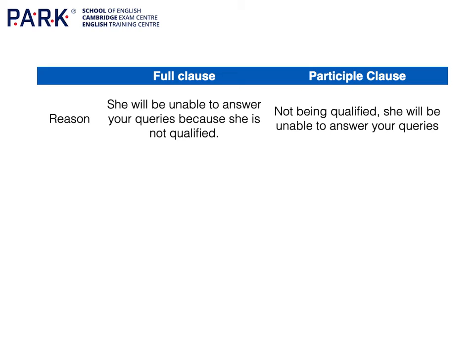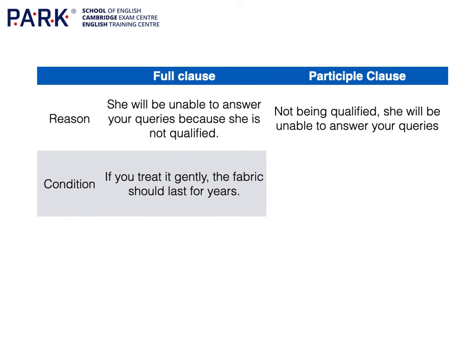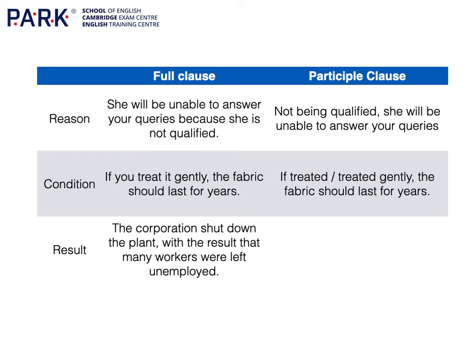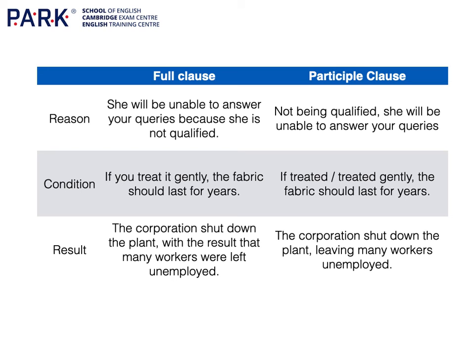Here's another one, a condition. You can say, if you treat it gently, the fabric should last for years. Or, treated gently, the fabric should last for years. This is actually more a reduced clause. Now the next one is result. The corporation shut down the plant with the result that many workers were left unemployed. You can change it to this. The corporation shut down the plant, leaving many workers unemployed.